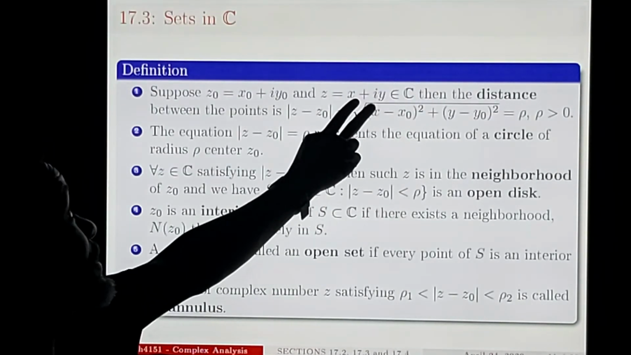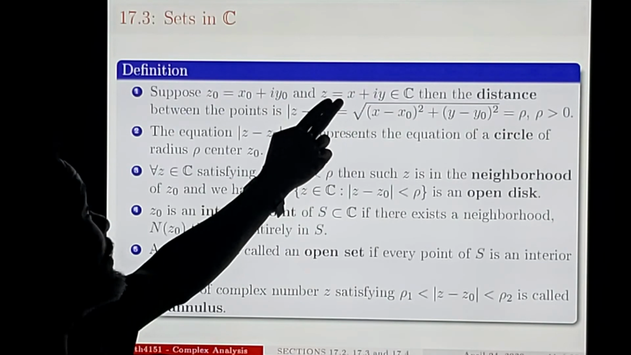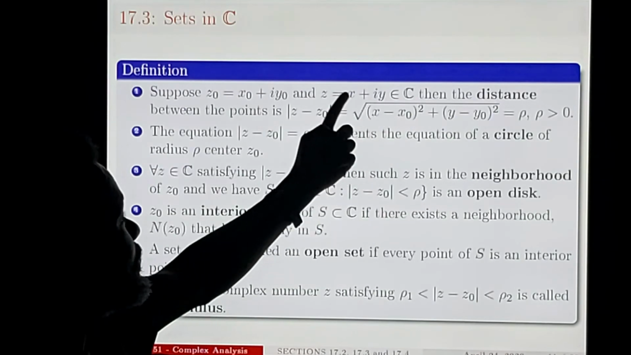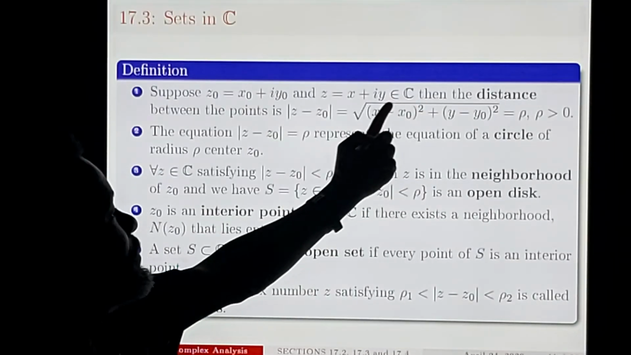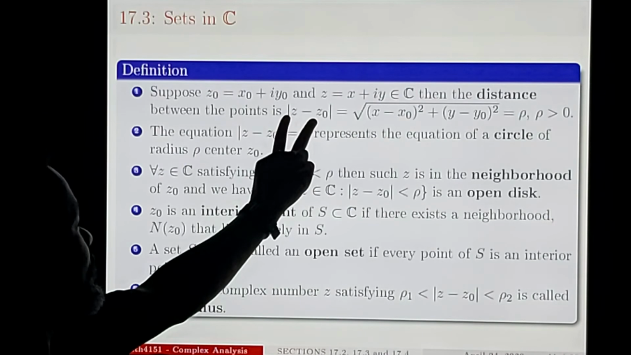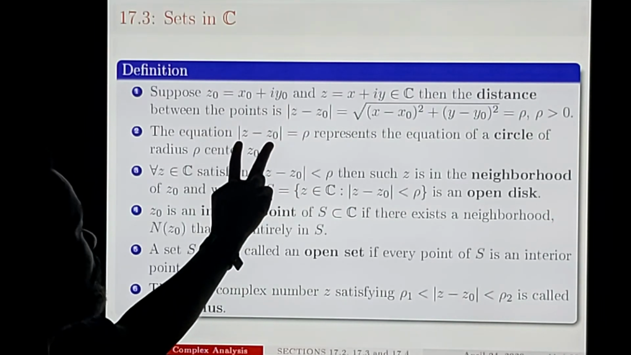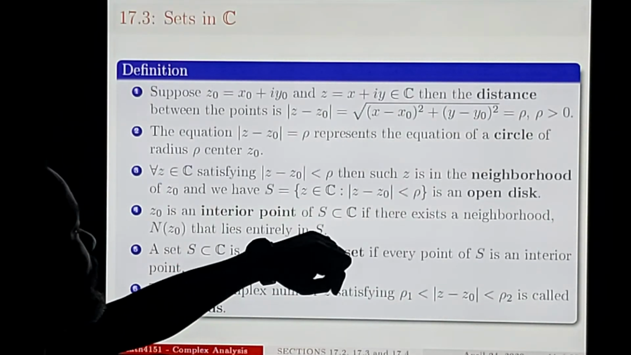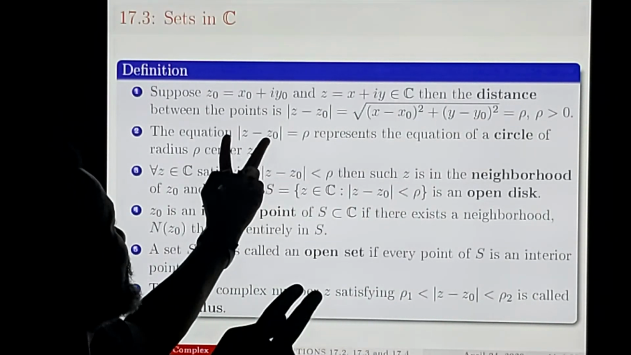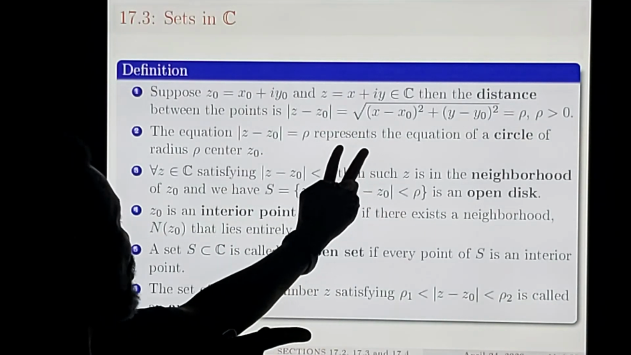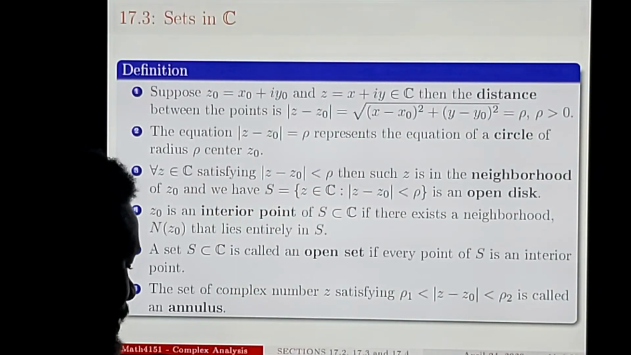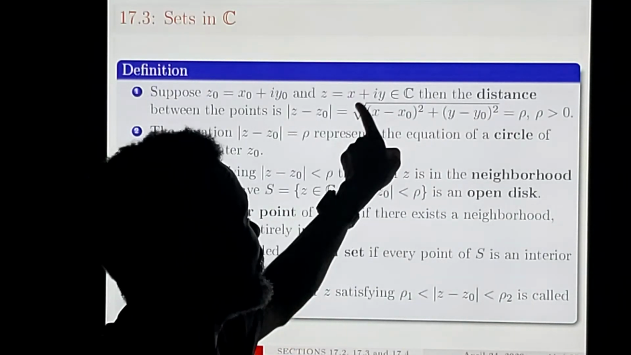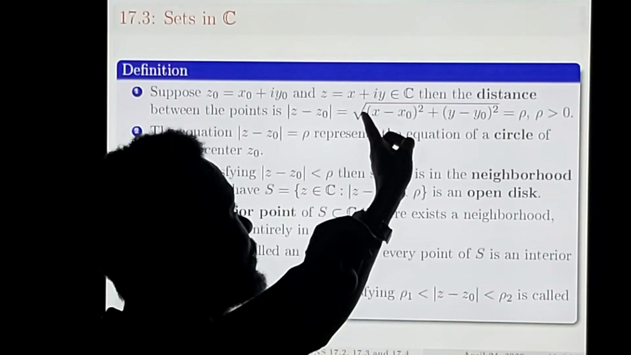Then you can talk of distance. The distance between these 2 points is simply, you take the real part minus the real part squared, plus the imaginary part squared, under a square root. That gives you the distance between these 2 points. This equation, here we're calling that distance rho, and that's our radius. Actually, think about it, it's a circle because if you look at this one only, it equals rho. If you square, the square root disappears.